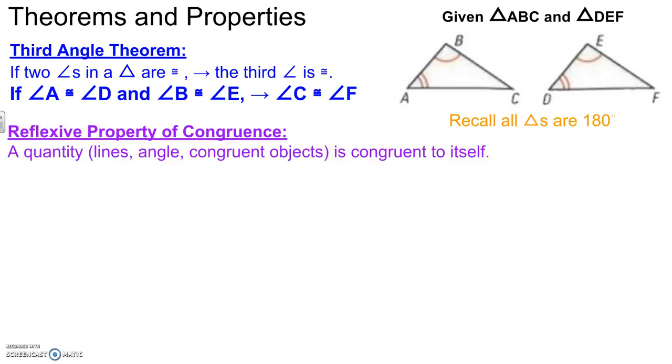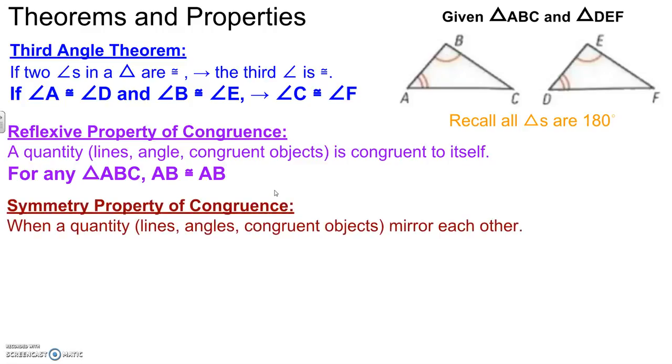The reflexive property of congruence. A quantity, line, angle, or congruent object is congruent to itself. So what that means is when we're completing proofs, we can use a distinction between two different shapes. For example, for any triangle ABC, AB is congruent to AB. It's congruent to itself.